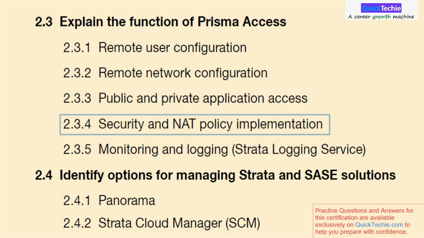2.3.4. Security and NAT policy implementation. Policies in Prisma Access are managed just like in traditional NGFWs. You can define security policies that control what users can access, application-based policies, and URL filtering rules to restrict web usage. NAT policies are also available to translate internal IPs into public IPs when required, for example when branch users access internet resources. Example. You might want to create a policy that allows users in the marketing group to access Facebook, but blocks YouTube, while users in the engineering group can access GitHub but not Reddit. You can implement such policies based on user identity, device type, application, and geography.